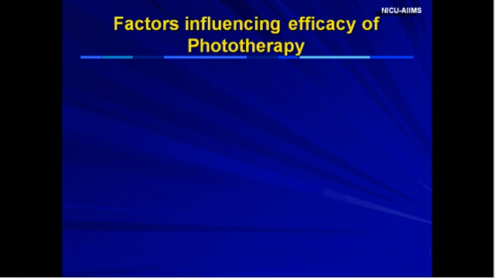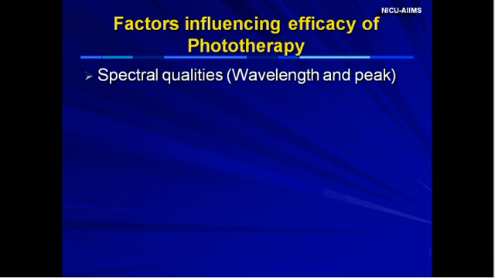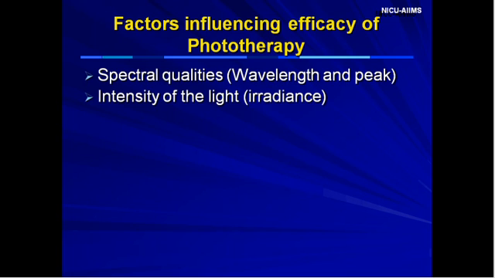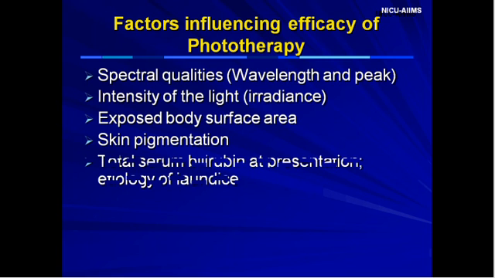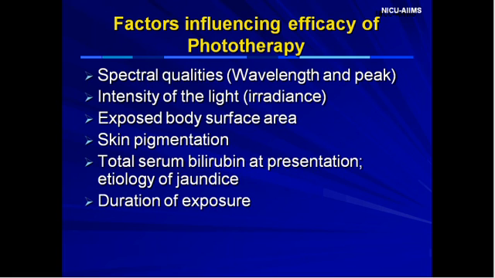The therapeutic efficacy of phototherapy is dependent on the following factors: the spectral qualities of the delivered light, that is the wavelength range and peak, the intensity of light, that is the irradiance, exposed body surface area, skin thickness and pigmentation, the total bilirubin at clinical presentation, the etiology of jaundice and the duration of exposure. The higher the TSB level at presentation, more rapid is the decline in TSB. Phototherapy is likely to be less effective if jaundice is due to hemolysis. Pigmented skin has been reported to impede the effectiveness of phototherapy.